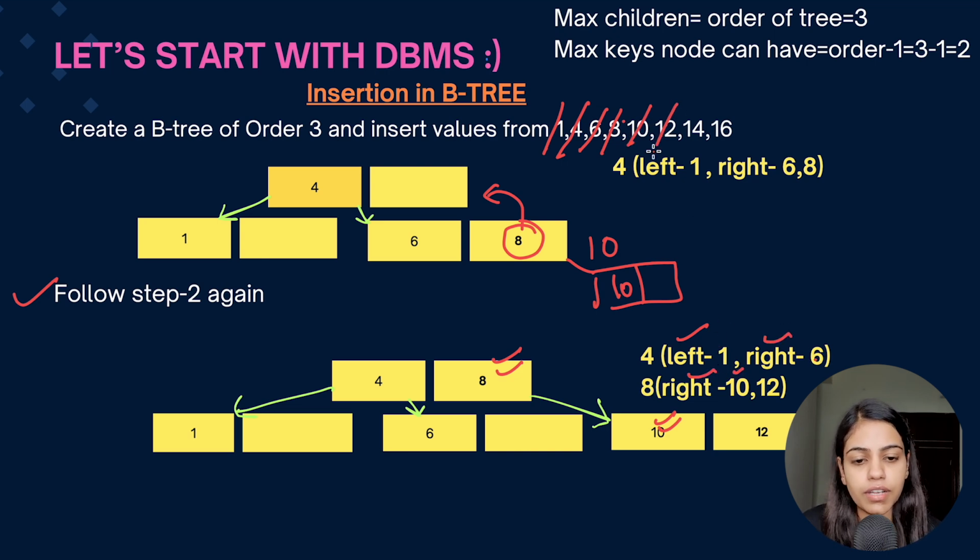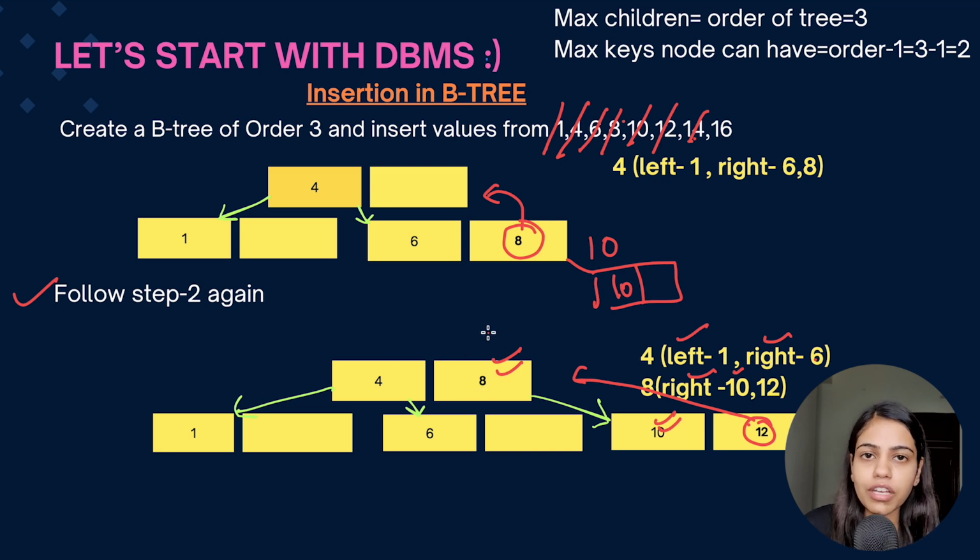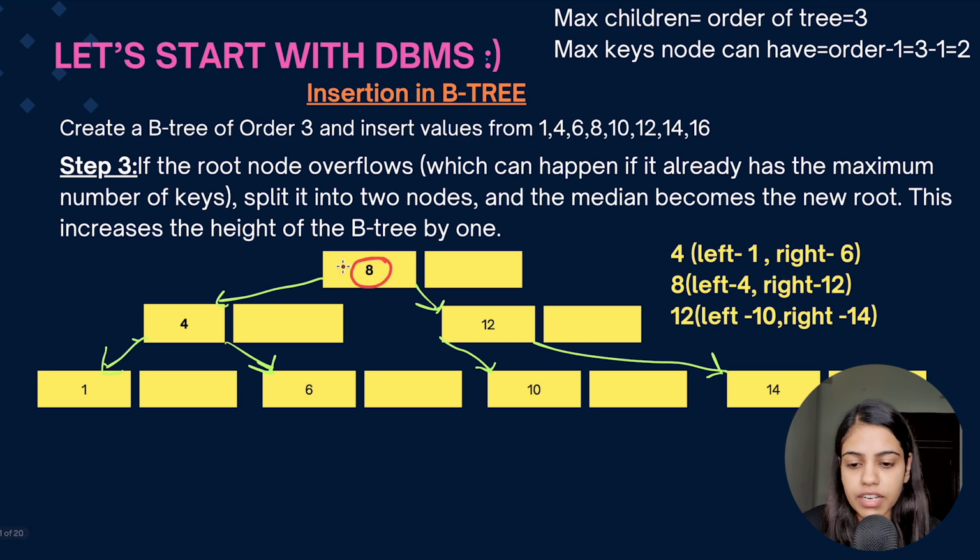Now we have to insert 12. We can insert 12 to the right of 8 because it is greater than 8, so we have inserted 12 as well. Now we have to insert 14, but how will we insert 14? Here the data is already overflowing, so we'll send the median to the parent node. But now the parent node is also overflowing, so we have to push the median element of the parent node to the root node. So we have pushed 8 here.